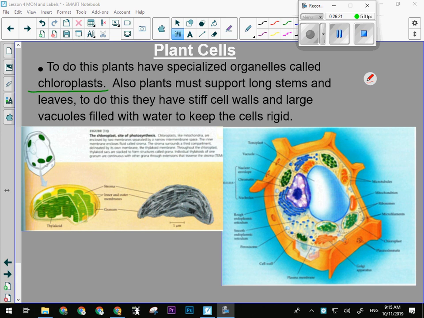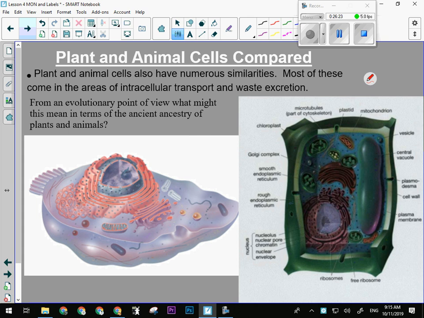All right. So plant and animal cells compared. If we're looking at the animal cell here on the left, plant cell here on the right, we still see a lot of similar structures. We see obviously the large nucleus in the middle. The nucleus contains the cell's genetic material, the DNA of the cell. That's where all of that is stored.